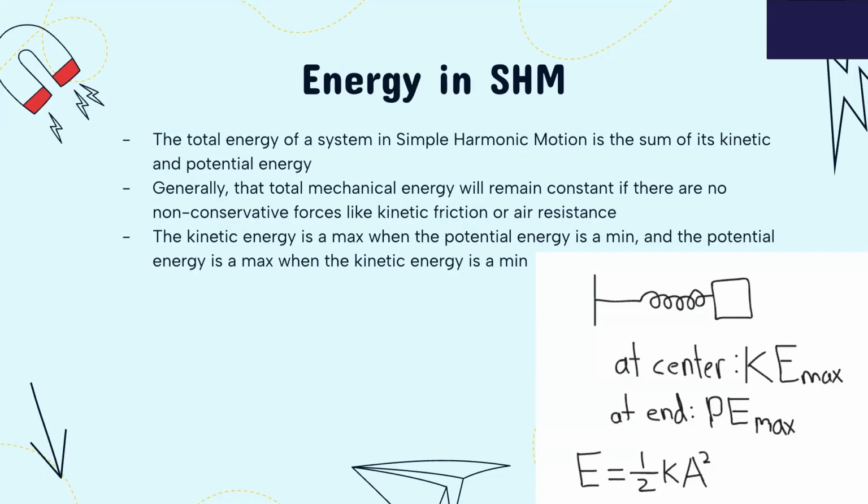So at the center of a spring oscillating system, the kinetic energy will be a max. At one end, the potential energy will be a max. And the total mechanical energy is equal to 1/2 k amplitude squared, because at one end, that's what its potential energy is, while its kinetic energy is 0.